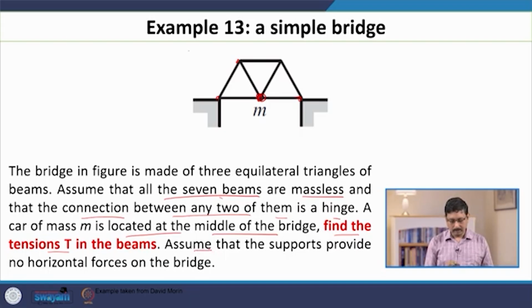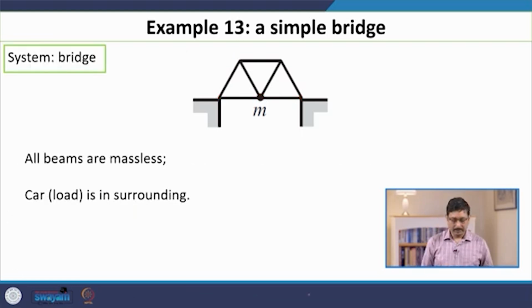Now, it is also given that we should assume that the supports at the ends, these are the joints that support the bridge at the two sides, have no horizontal forces. So, this is like a roller type support. So, how to solve this problem?